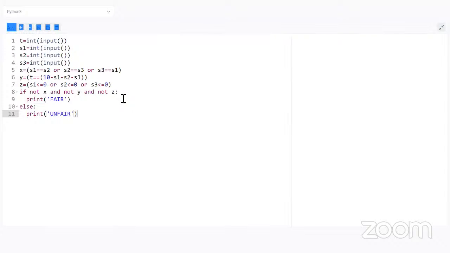In line number 8, it should have been if not X or not Y or not Z. If any of X or Y or Z is false, then, okay. Actually, it's correct. It's correct actually. Yeah, it's okay.